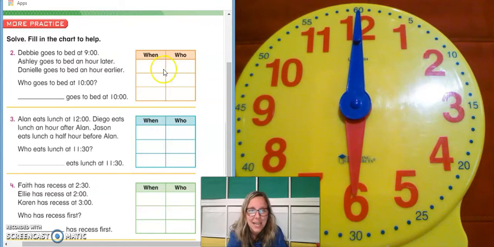So who goes to bed at 10? Well, we've got 8, 9, 10. Me, Ashley, goes to bed at 10. That's not really true, though. I'm usually in bed by like 7:30.